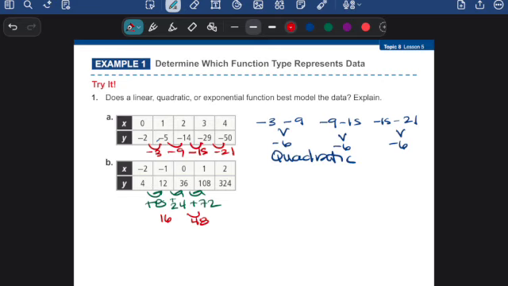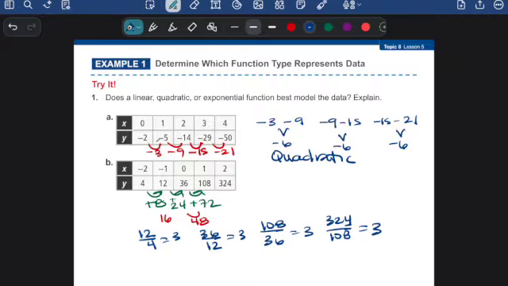So it's not quadratic. Let's check our exponential. So I'm going to do 12 divided by 4 equals 3. Then I'm going to do 36 divided by 12, that equals 3. Then I'm going to do 108 divided by 36 is 3. And then I'm going to do 324 divided by 108, it equals 3. So if I have a common ratio, then I have an exponential function.